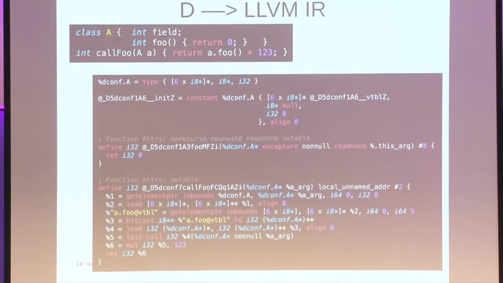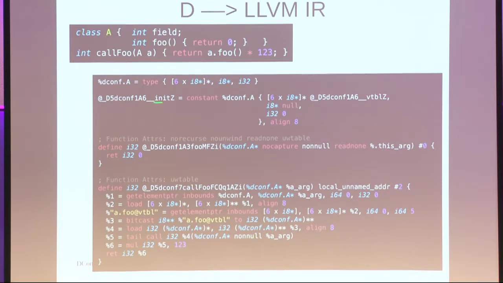So, in any case, let's continue. Here I've showed an example of a virtual function call, or what a class looks like with a virtual function call. We have a class A, which has one field, an integer, and then has one function foo. And then there's a global function called call foo, which takes an A as parameter, and then returns a.foo times 1, 2, 3. So this is a virtual function call right there.